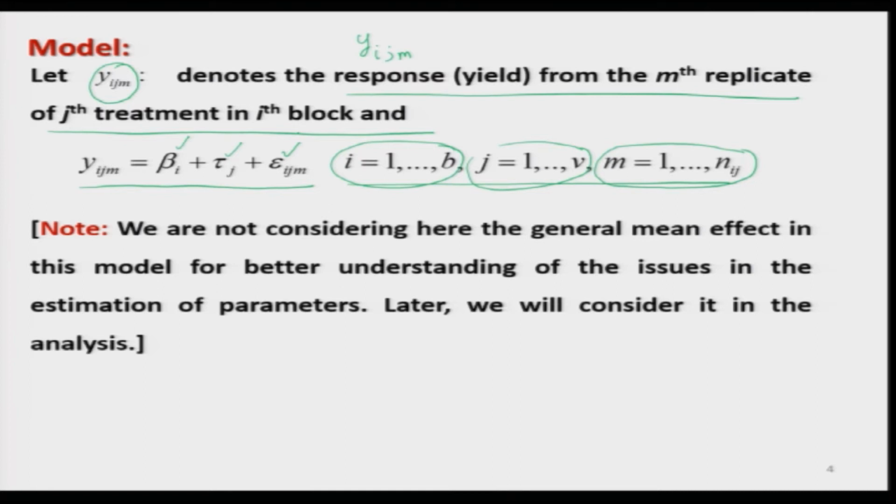So, just in order to make things simpler, and so that I can explain easily, I am not considering here the presence of intercept in the model, but I am simply considering a model like Yijm is equal to beta i plus tau j plus epsilon ijm, and I will try to do my analysis and develop the tools on this model. And once I have explained the intricacies involved in the analysis, after that we can very easily introduce the general mean effect in the model and conduct the entire analysis without any problem.